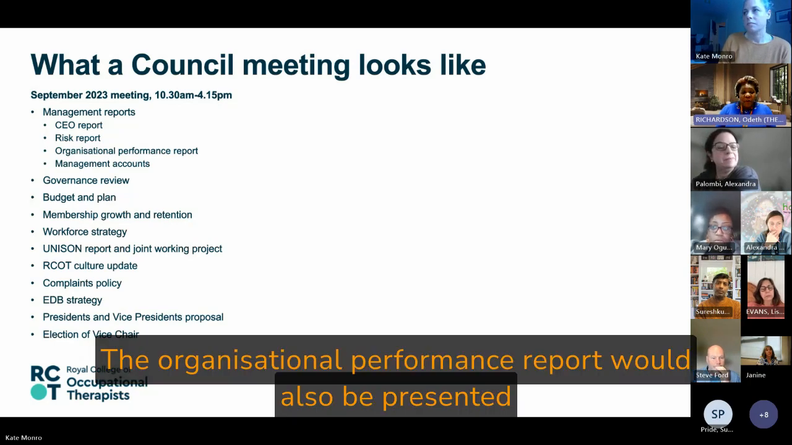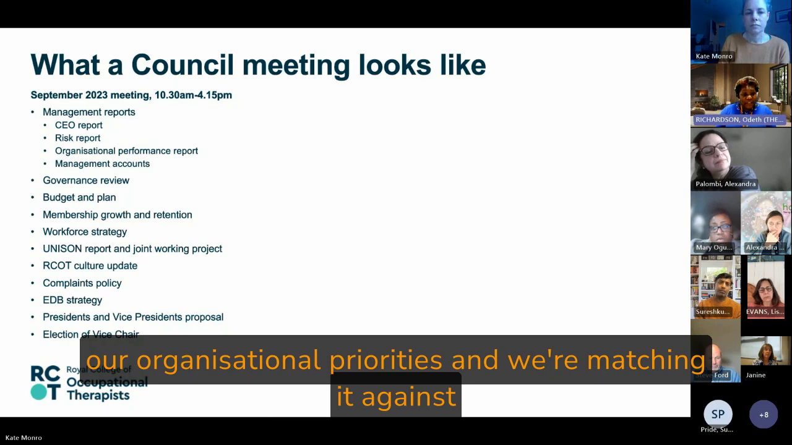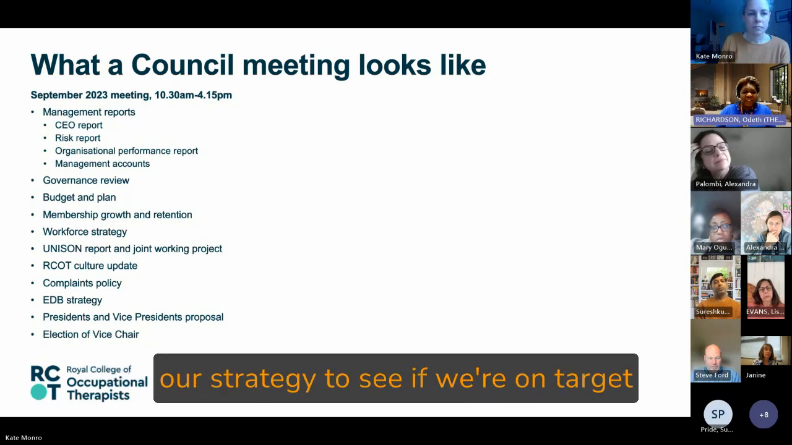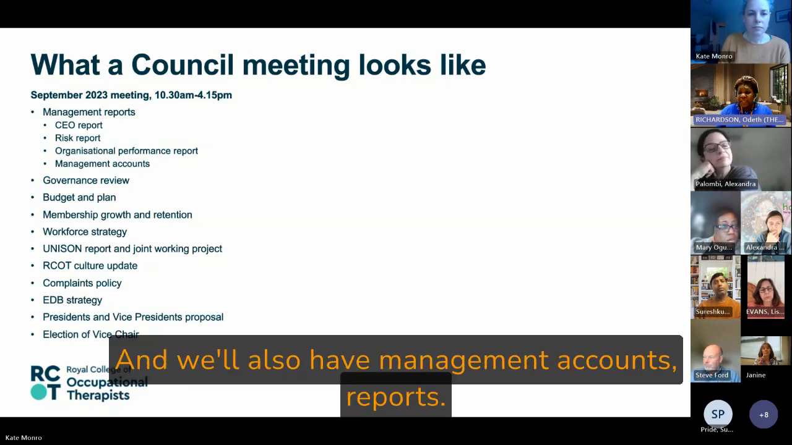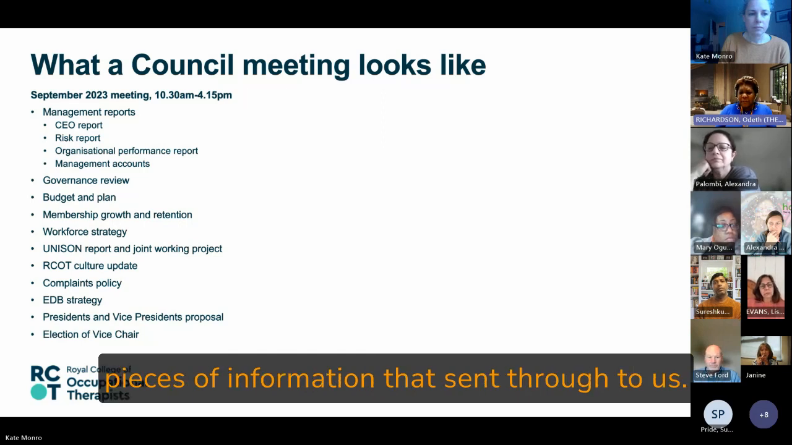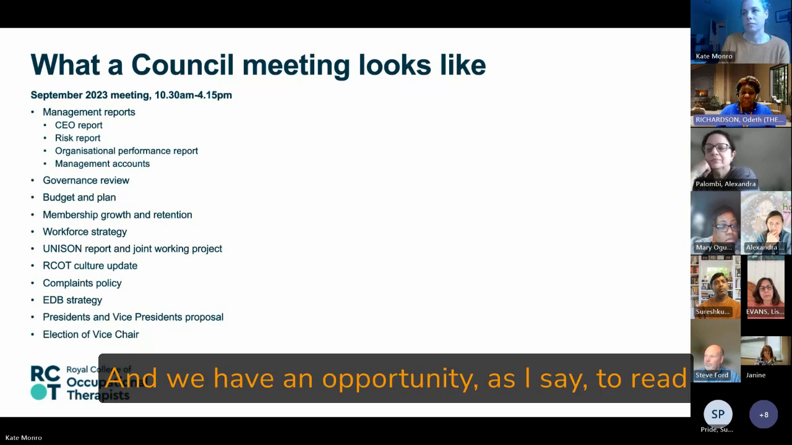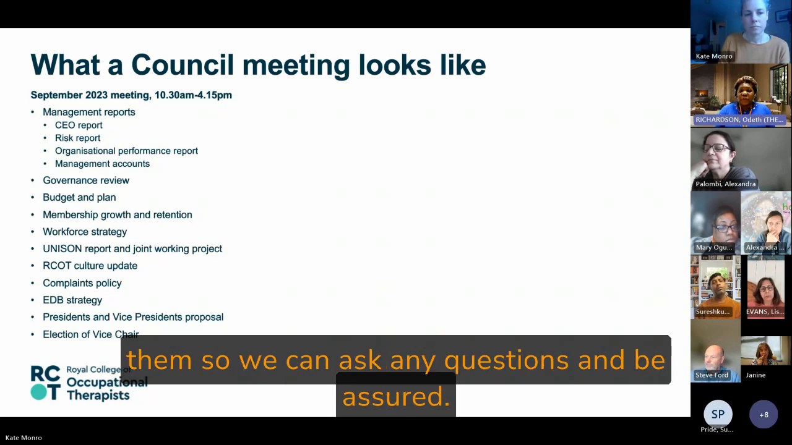The organizational performance report would also be presented. And this would be where we're looking at our organizational priorities and we're matching it against our strategy to see if we're on target to meet some of our objectives. And we'll also have management accounts reports. So all of these reports are really big pieces of information that are sent through to us. And we have an opportunity, as I say, to read them prior to the council meeting and to digest them so we can ask any questions and be assured.